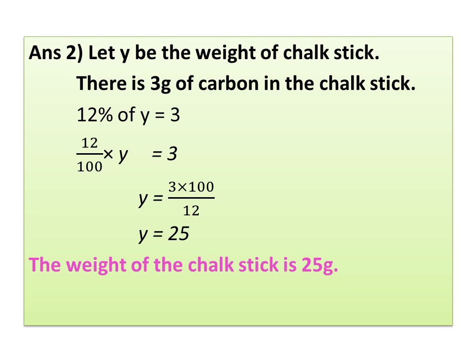First of all we can write, let Y be the weight of chalk. 3 gram of carbon, that is given in the question. So 12% of Y is equal to 3. 12% is 12 upon 100 multiplied by Y, that is equal to 3. Next, we have to take Y separate. That means Y is equal to 3 into 100 upon 12. After this calculation, we will get the weight of the chalk stick, that is 25 gram. Okay, I hope you have understood this one.